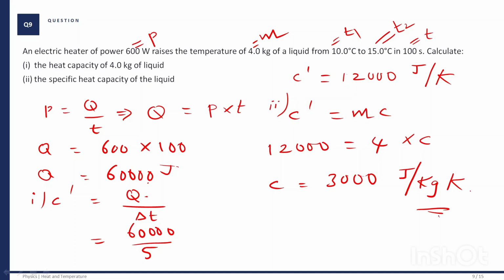Same formula, power equal to heat energy by time. From that I found the heat energy Q equal to 60,000 joule. Heat capacity C dash equal to Q by delta T. C dash equal to 12,000. Specific heat capacity C dash equal to MC. And finally C equal to 3,000 joule by kg Kelvin. The next question.